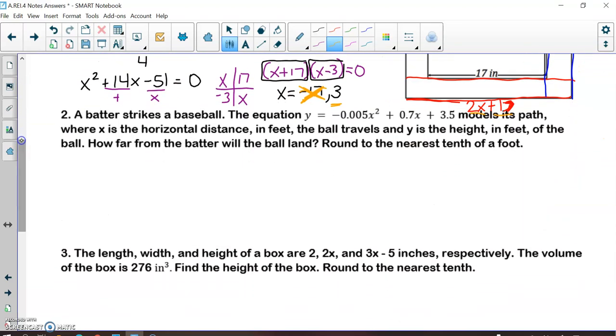Moving on to number 2, we have a batter striking a baseball, and the equation represents the path where x is the horizontal distance in feet the ball travels, and y is the height in feet of the ball. And we want to know how far from the batter the ball will land. What that means is if the ball is landing, the height of the ball would be 0 feet because the ball hit the ground. So we're going to put 0 in for y.